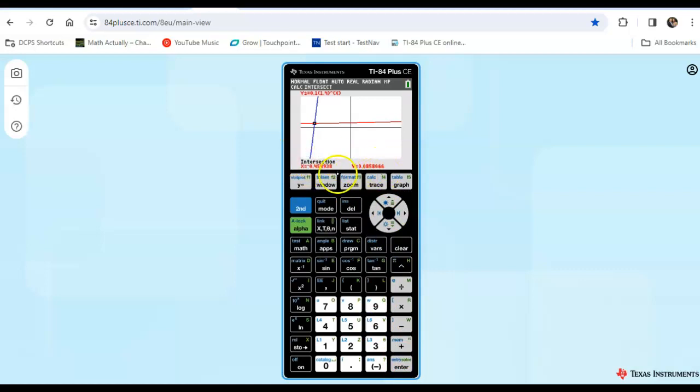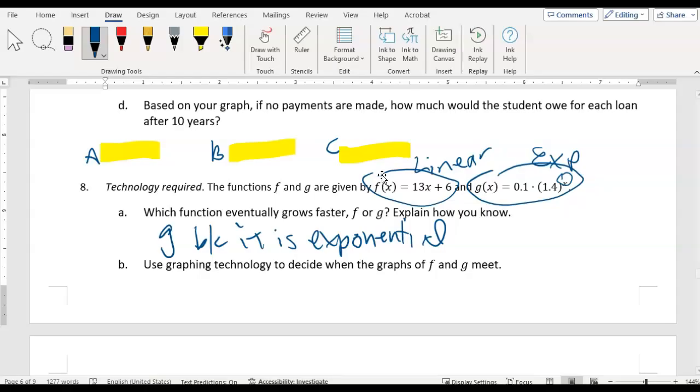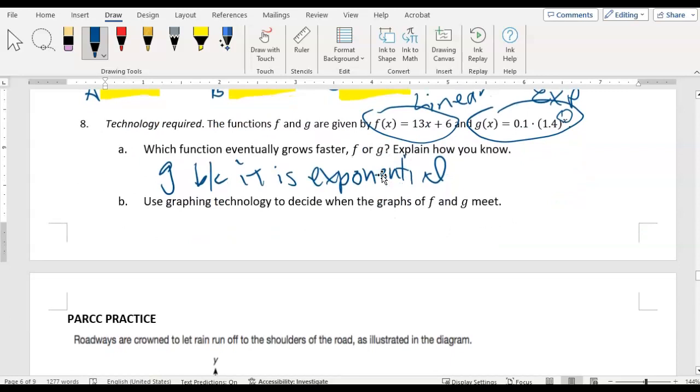There we go. All right, so our intersection here looks to be at about negative 0.45, and where y equals 0.08. So it says use graphing technology to decide where that meets. So I'm going to go ahead and mark that as negative 0.45, comma, 0.085. Yeah, so we can make it 0.086, round up. Okay. All right.